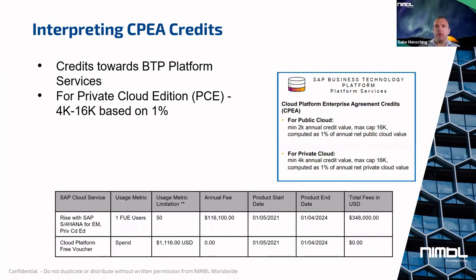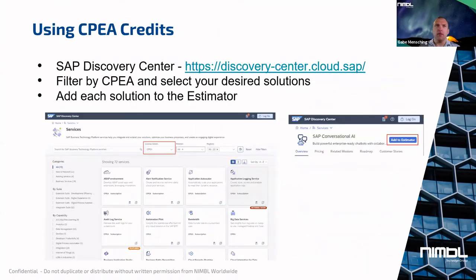Next, we'll talk about how you can use those CPEA credits. So SAP has this site called the Discovery Center. Within the Discovery Center, you can filter by CPEA. That way it's going to show you all the applicable solutions, and then you can select any of the desired solutions that you want. So if you're looking at conversational AI or big data services or SAP Analytics Cloud, we can select all these and add each of these solutions to the estimator. Next slide, please.